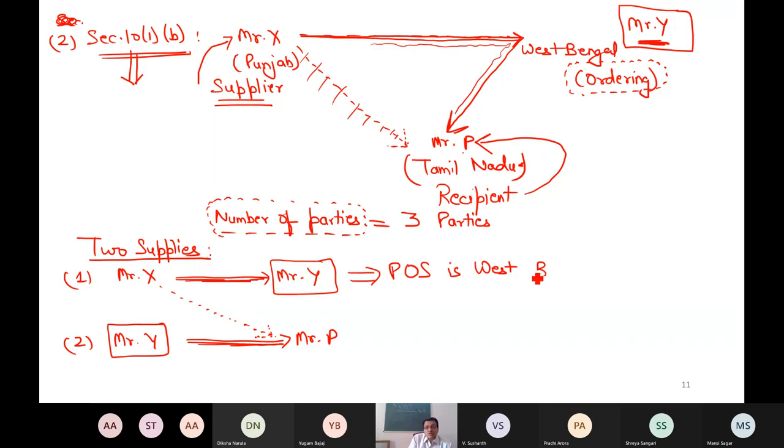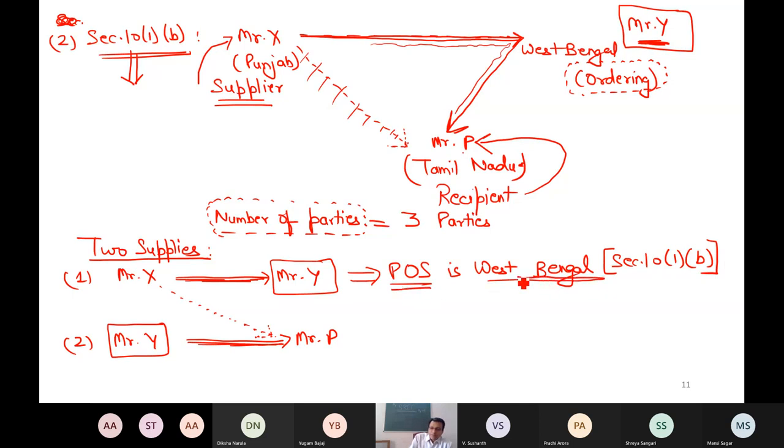The person who has ordered the goods has only done so to save the transportation cost. Otherwise, when you open this transaction, you will find that goods go to West Bengal and come from West Bengal to Tamil Nadu. So technically, in reality, delivery may be directly at Tamil Nadu, but had there been no transportation cost involved, goods would have come to West Bengal and then to Tamil Nadu. On this basis, the Act says the place of supply should be treated as the place of the ordering person, West Bengal, and it is section 10(1)(b). This is the point.